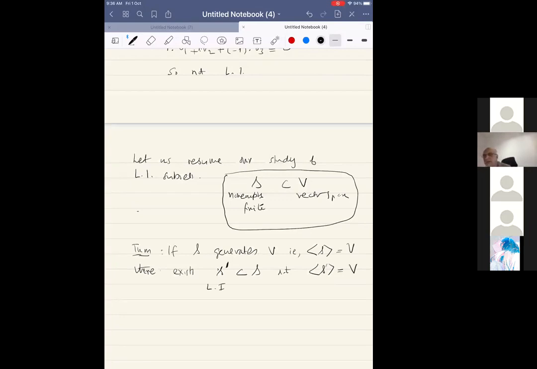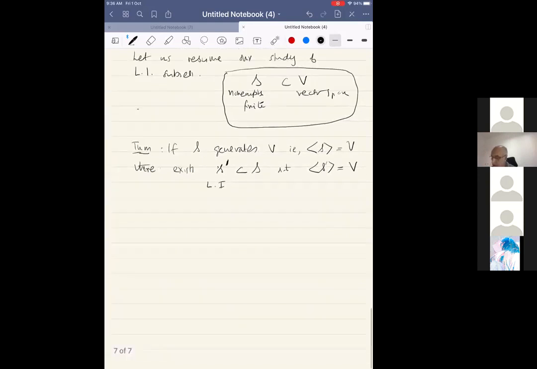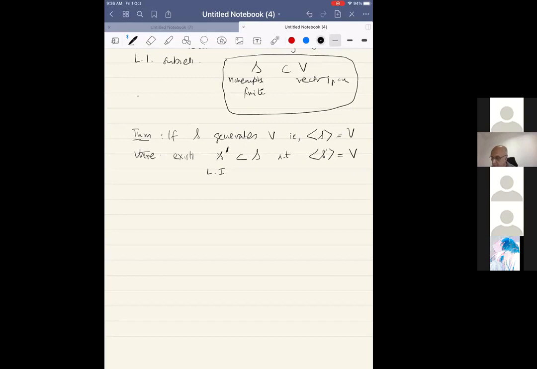So if I have a finite set of non-zero vectors that generates a vector space, whose span is the vector space, I can extract from within this set a subset, which could be all of S, because S itself could be linearly independent. But if S is not linearly independent, I can find a subset which spans V, which is linearly independent. Okay. So this we will prove.